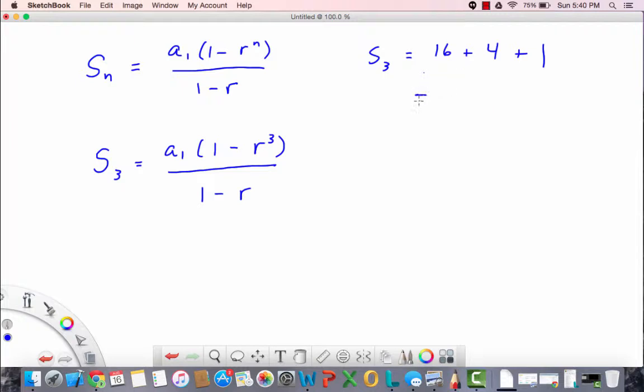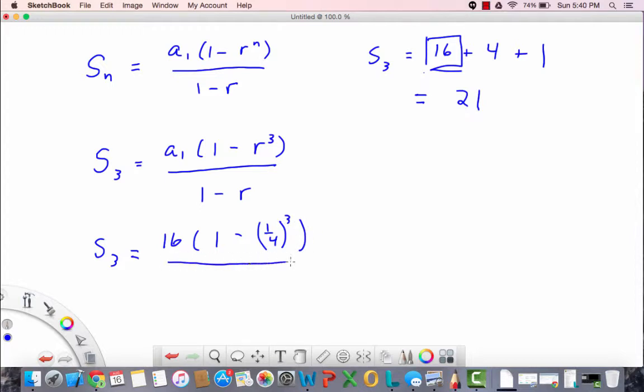Now obviously, doing it manually for 3 terms is much faster than using the formula. Here we get 16 plus 4 is 20, plus 1 is 21. But if you were asked to find, for example, the sum of the first 20, 30, 50, 100 terms, the formula would be faster. So let's keep going just to make sure that the formula works. S sub 3 equals a sub 1. This is a sub 1. So we sub that in. We have 1 minus 1/4 to the third. That's the value of r subbed in here. R was 1/4. Minus, over 1 minus 1/4.